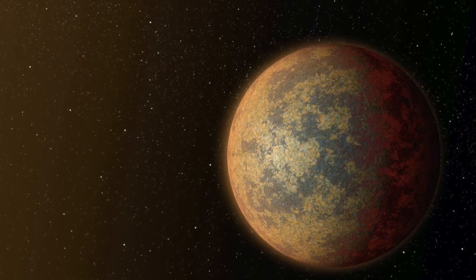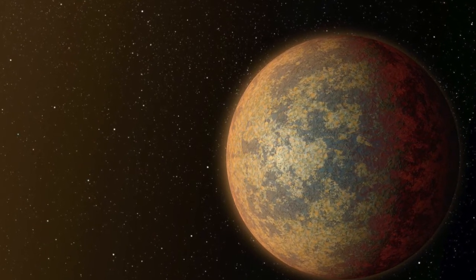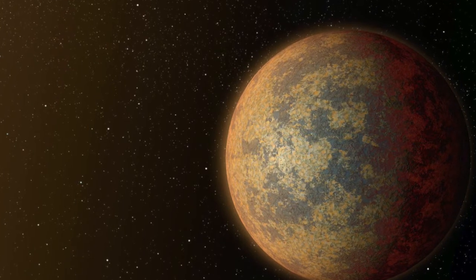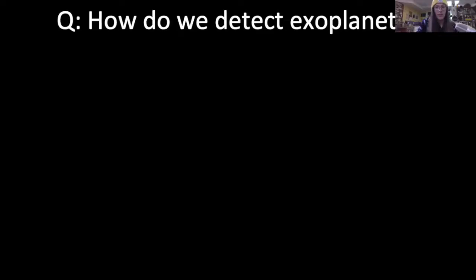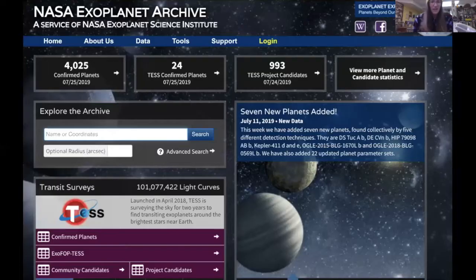We call planets that go around another star an exoplanet, and we're going to talk about how we detect exoplanets. So how do we detect them? By looking really, really carefully. NASA is detecting exoplanets. This is an outdated slide, but we have a few ways that we've detected exoplanets, and NASA is keeping track of them.